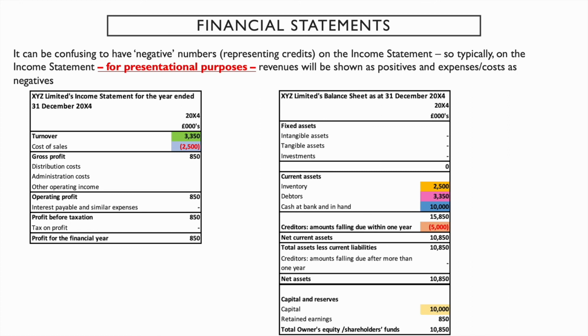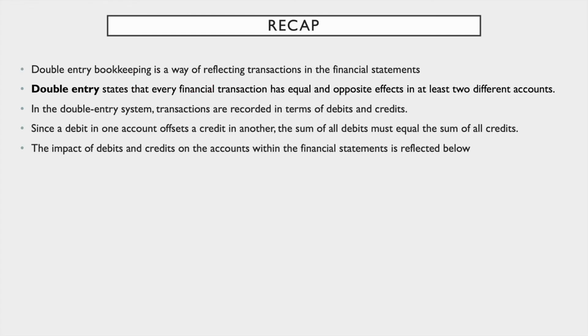We've probably covered a little bit of ground there. So if you do need to go over the previous video and this video, please do. Take time to absorb the concepts. We will be reinforcing these as we continue throughout the course. By way of recap, double entry bookkeeping is a way of reflecting transactions in the financial statements. Double entry states that every financial transaction has an equal and opposite effect on at least two different accounts. In the double entry system, transactions are recorded in terms of debits and credits. Since a debit in one account offsets a credit in another, the sum of all the debits must equal the sum of all the credits, as we have demonstrated in transactions 1, 2, and 3.